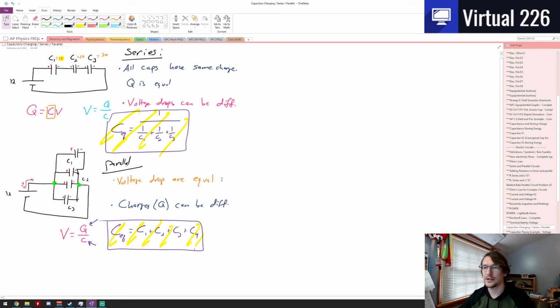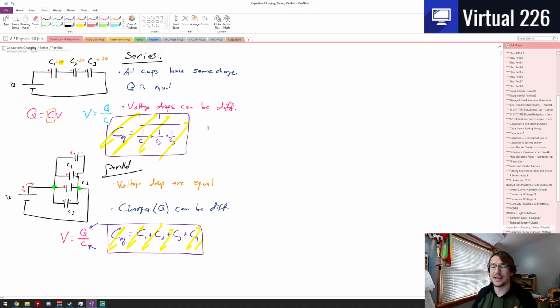It is important to recognize what is going on in series and in parallel with capacitors. Series caps all have the same charge, the Q is equal, but the voltage drops are different. In parallel, the voltage drops are equal across the gap source or across the node points, the junctions, but the charges can be different across the capacitors. Okay, so that's a very important thing to recognize there and what's going on with capacitors, how we add them together.